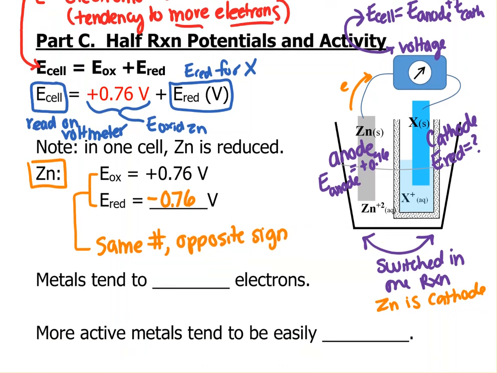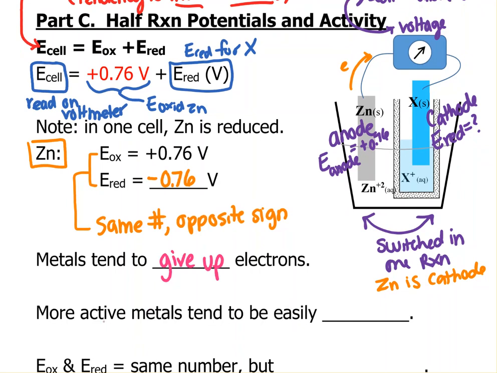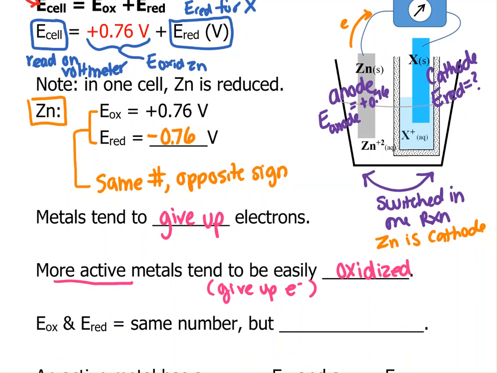Okay, some basic stuff here. Metals tend to gain or lose electrons. In general, they give up electrons. When we say a metal is more active, they tend to be easily oxidized, because oxidized is what metals do. They give up electrons. So oxidized means giving away electrons. And we already said this: these two potentials are the same number but opposite signs.